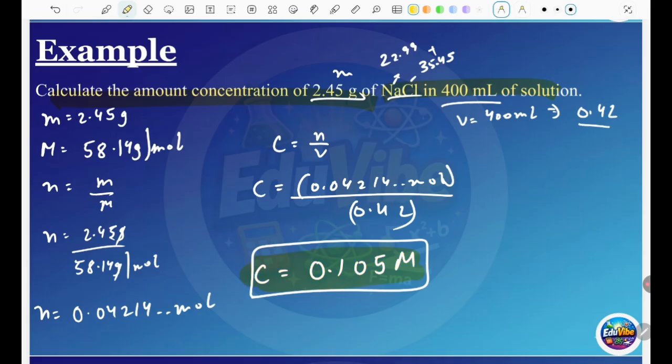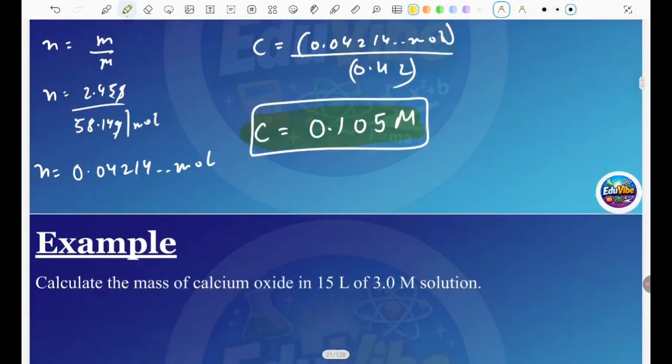That's how you can find the concentration, and you have to follow these steps if you're given the mass: find the molar mass, then the n, and then the concentration.